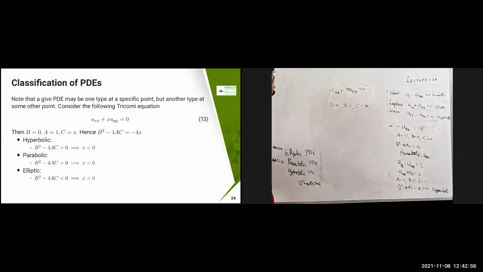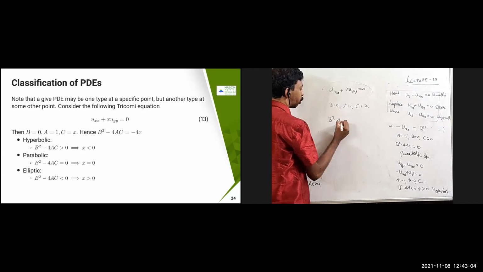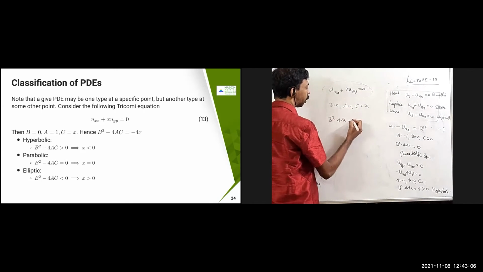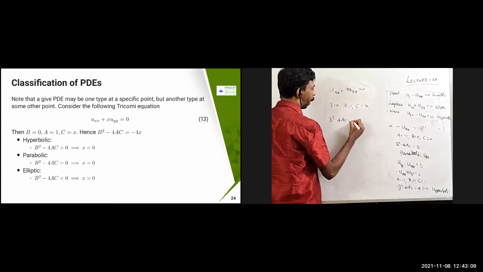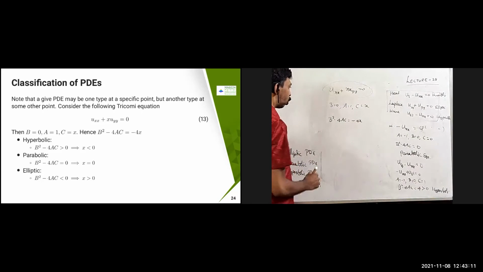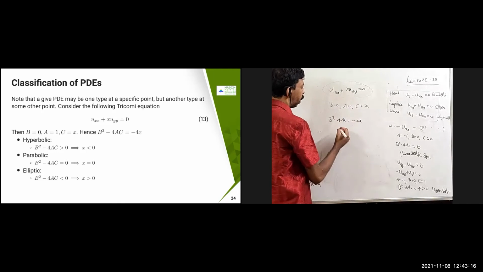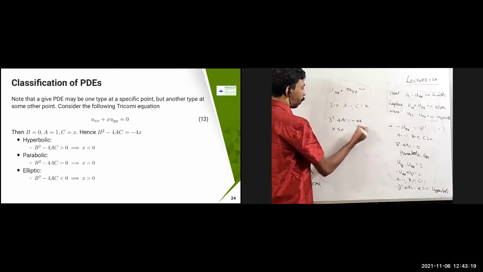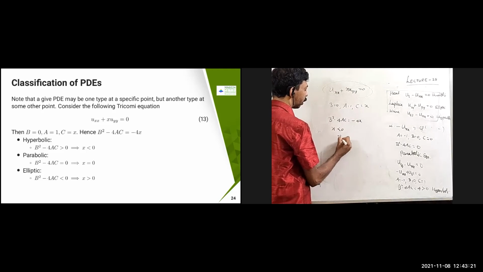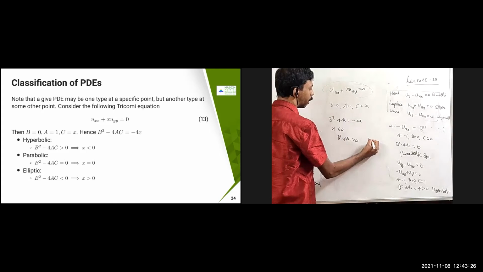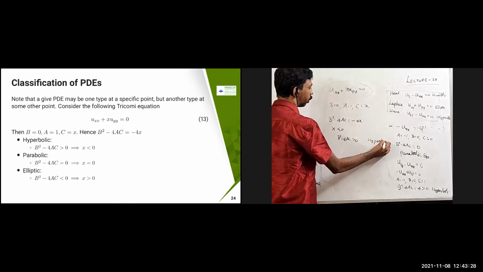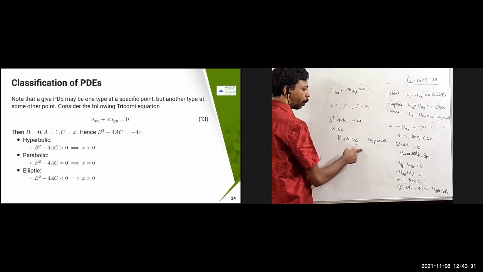According to the general setup, this is the way. So b squared minus 4ac: b is 0, so this is going to become minus 4x. Therefore, according to x, it is going to be either parabolic, hyperbolic, or elliptic. Suppose x is less than 0. That means b squared minus 4ac is greater than 0, because of minus 4x. Therefore, in that case, it is going to be hyperbolic. When x is less than 0, it becomes hyperbolic.